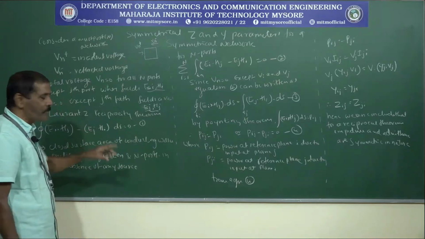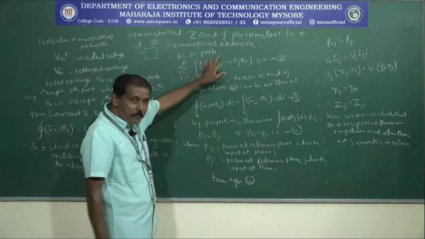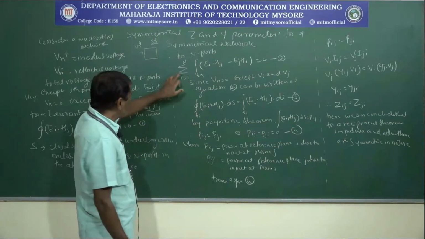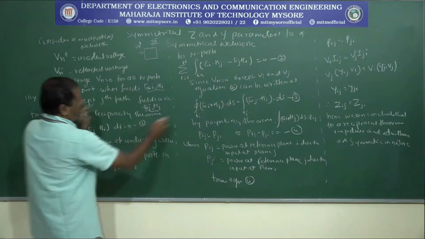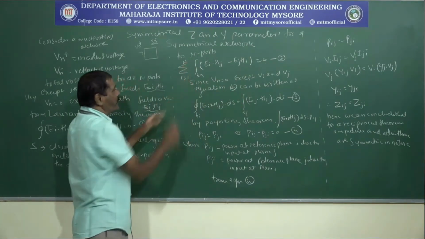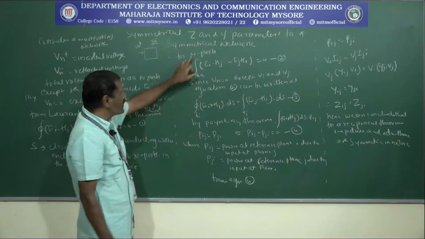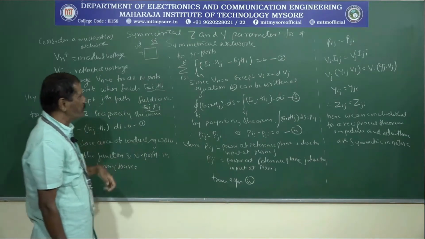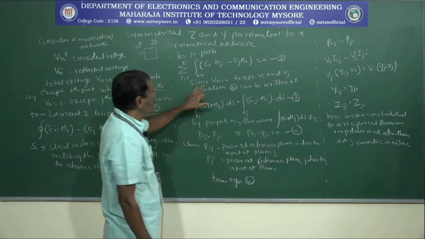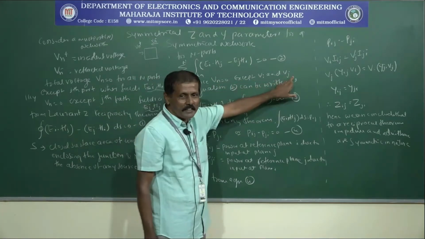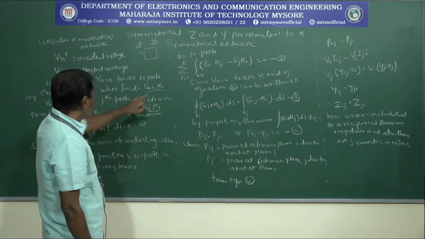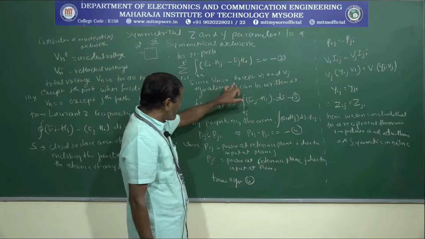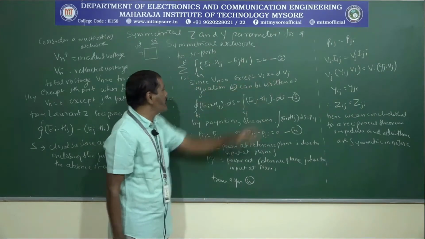Now this is for one port. For N ports, you have to take the sum over all the ports. So this equation remains the same, but we take the summation from i equal to 1 to N because we are considering N ports here, whereas before we considered only one port. Next, since Vn is equal to 0 except Vi and Vj, as the condition you have taken for the ith port and the jth port.